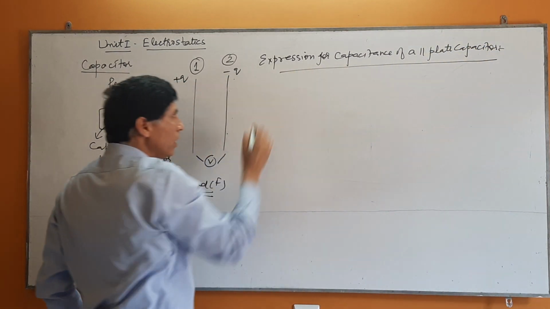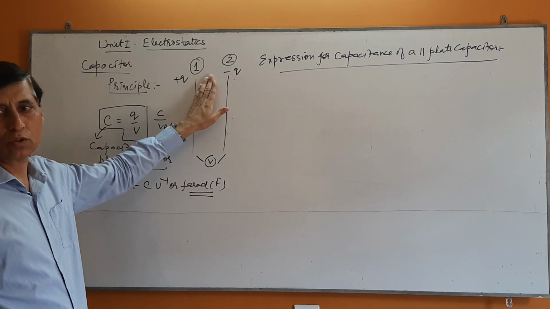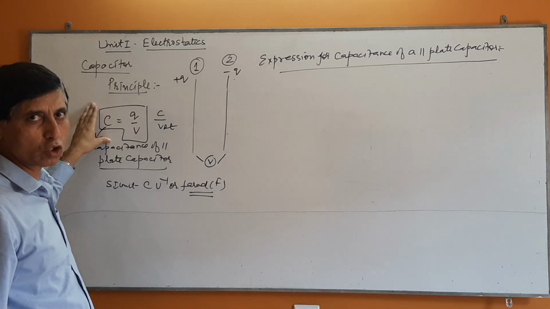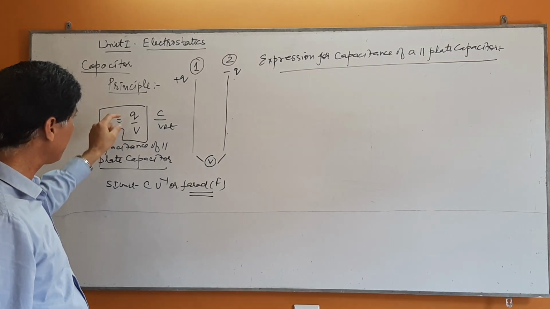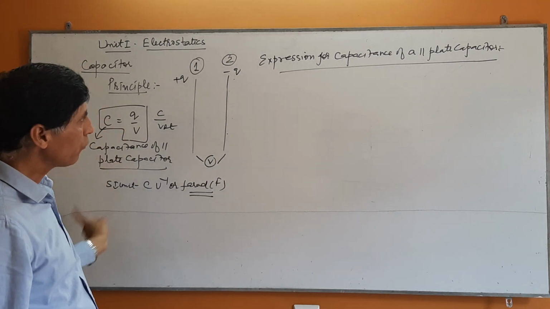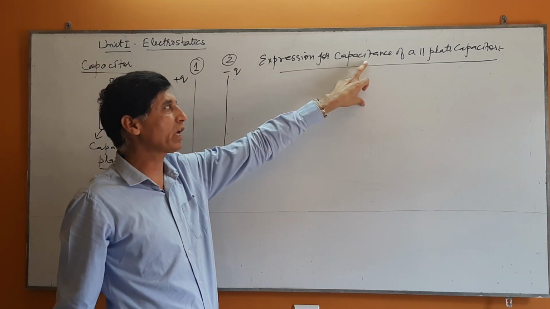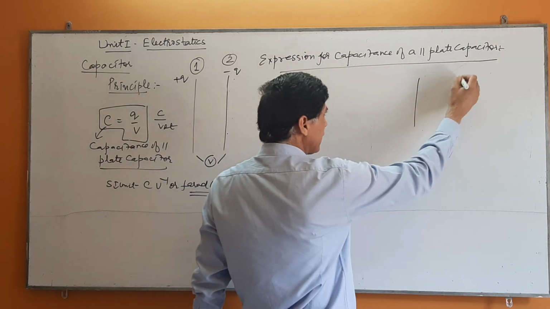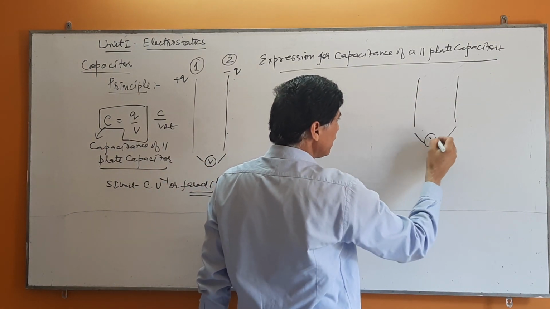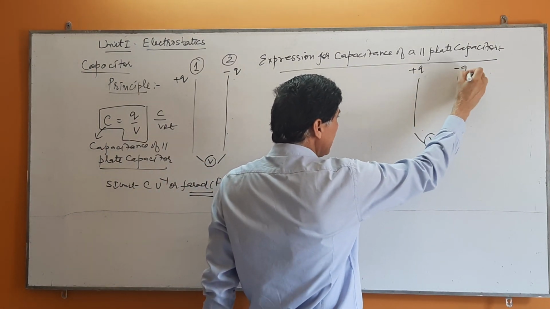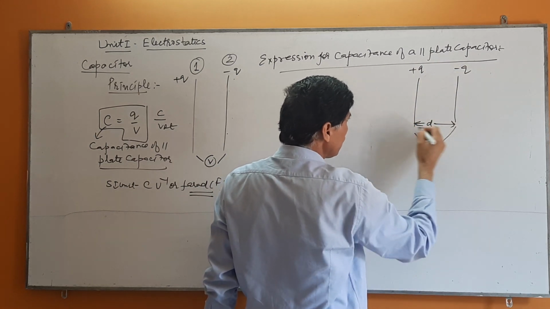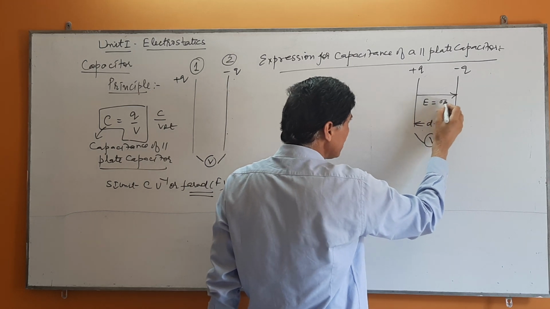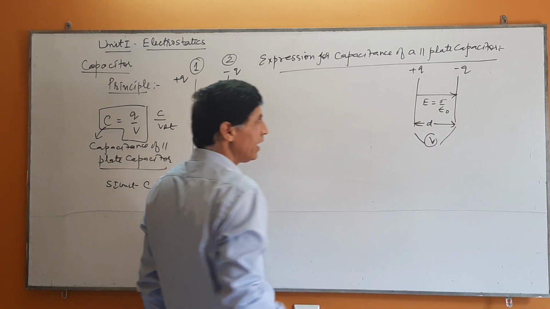Okay, we have defined a capacitor, we have understood the principle of the capacitor. Now we have defined the capacitance of the parallel plate capacitor, and it depends on charge and potential. Now we'll try to derive an expression for the capacitance of a parallel plate capacitor. Suppose this is a parallel plate capacitor, V is the potential difference across these two plates, and the distance of separation between them is D, and as we know, the electric field between them is sigma upon epsilon naught.